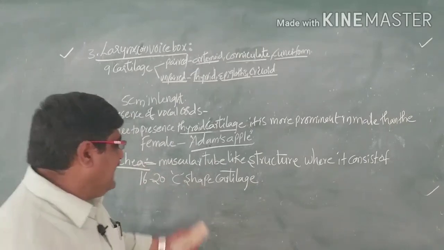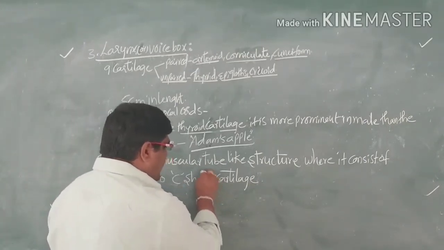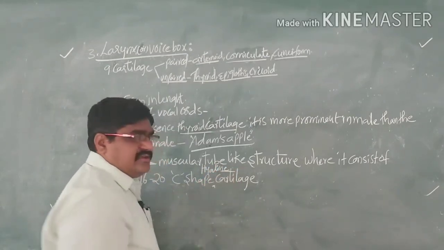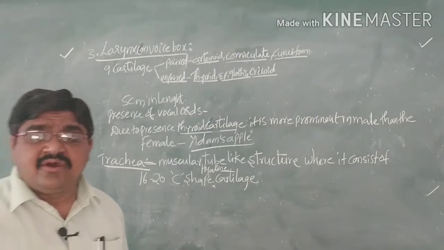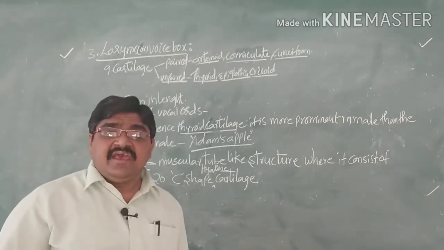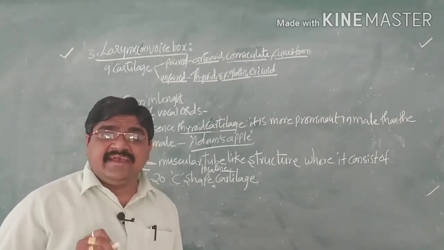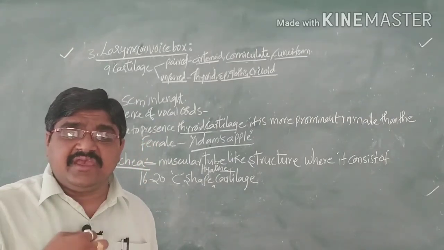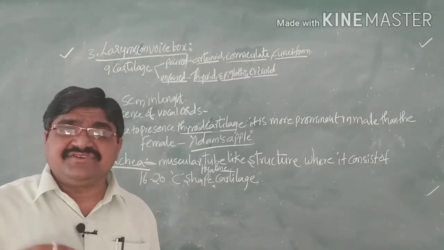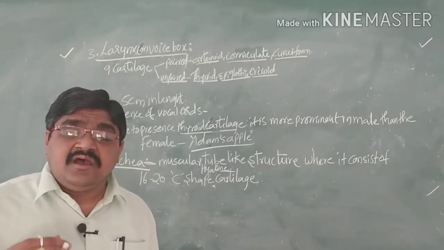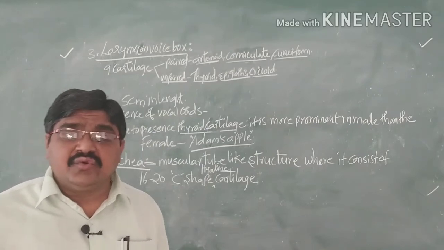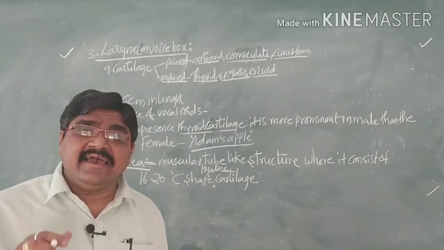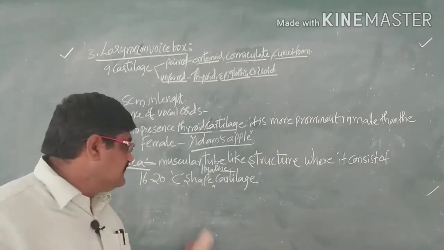The trachea is made up of C-shaped hyaline cartilages, where we have 16 to 20 C-shaped rings. Why is it made up of cartilage? When food passes through the esophagus, pressure is applied, and due to the pressure the cartilages may be damaged. So the trachea is made up of C-shaped hyaline cartilages.